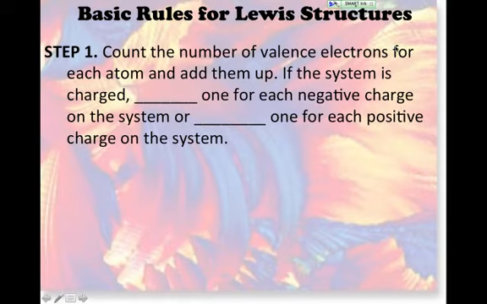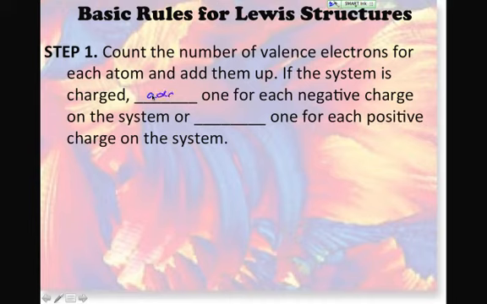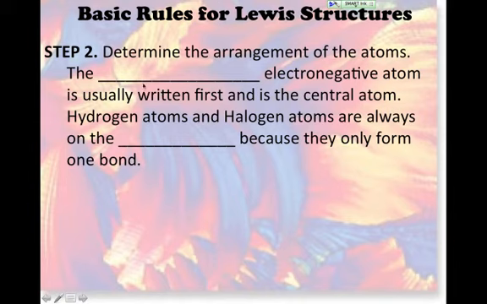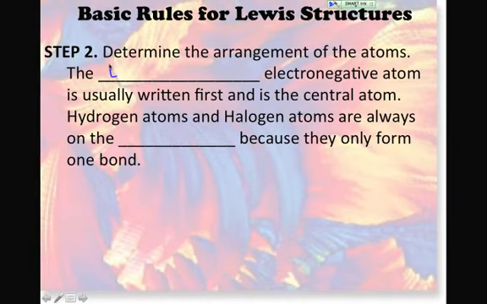So here are our basic rules for drawing the Lewis structures. This is what I did. Count the number of valence electrons for each atom and add them up. If the system is charged, we will add 1 for each negative charge on the system, or subtract 1 for each positive charge on the system. Once that's done, we determine the arrangement of the atoms. So the least electronegative atom is usually written first, and it is the central atom.